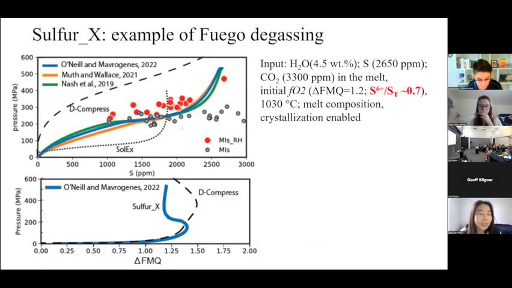Okay, so here is an example of the results of SOFRX applied to Fuego magma. All these three colorful solid lines are SOFRX results using different sulfur ion speciation models. We can see that it goes through the melt inclusion data pretty well compared to some of the old models like Decompress and Solex. The lower panel is how the predicted FO2 changes as a function of pressure by SOFRX, compared to the Decompress results, which are shown in this dashed line.